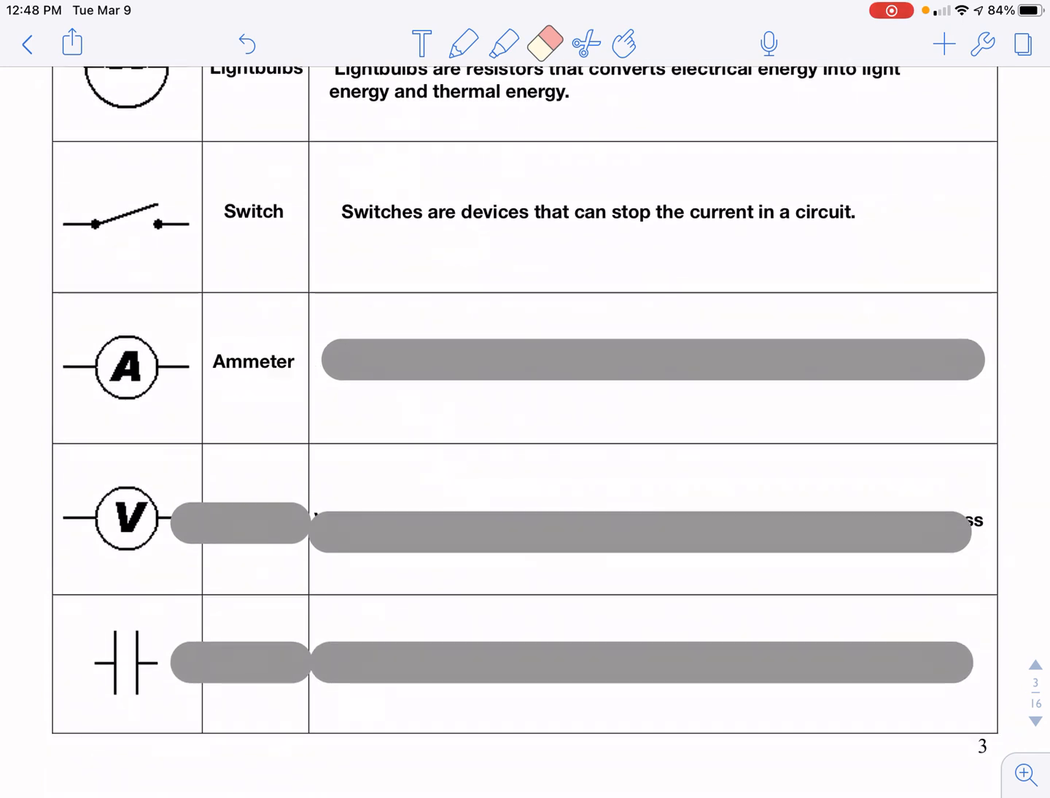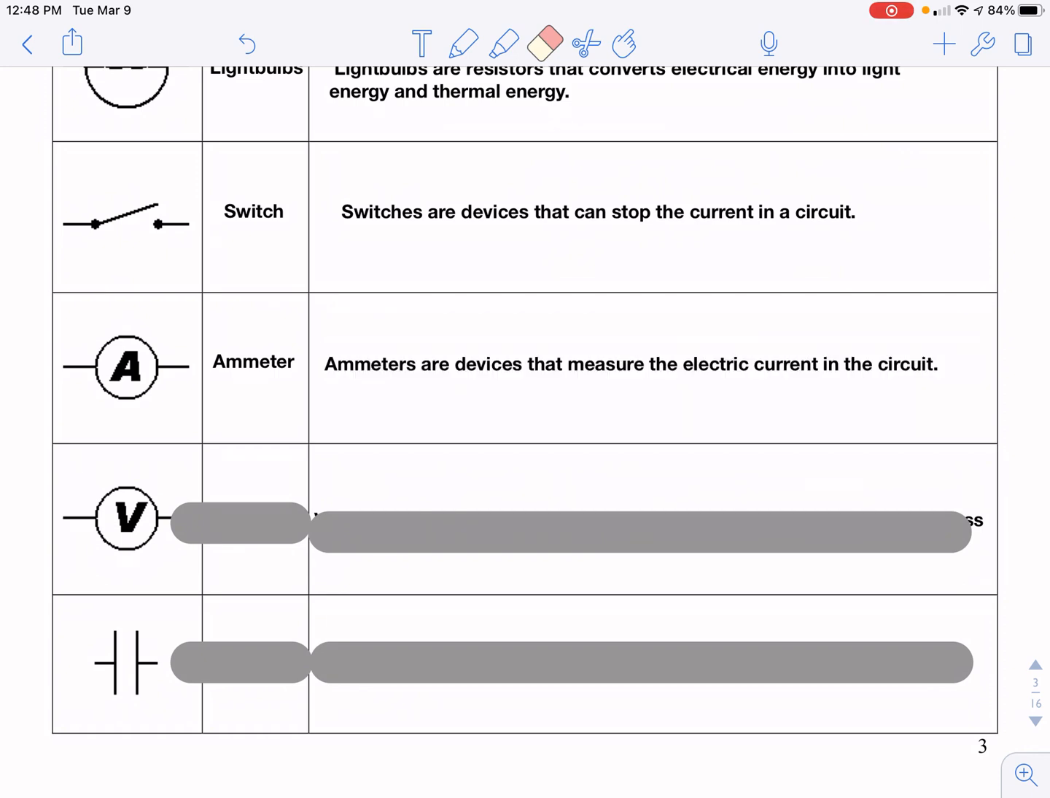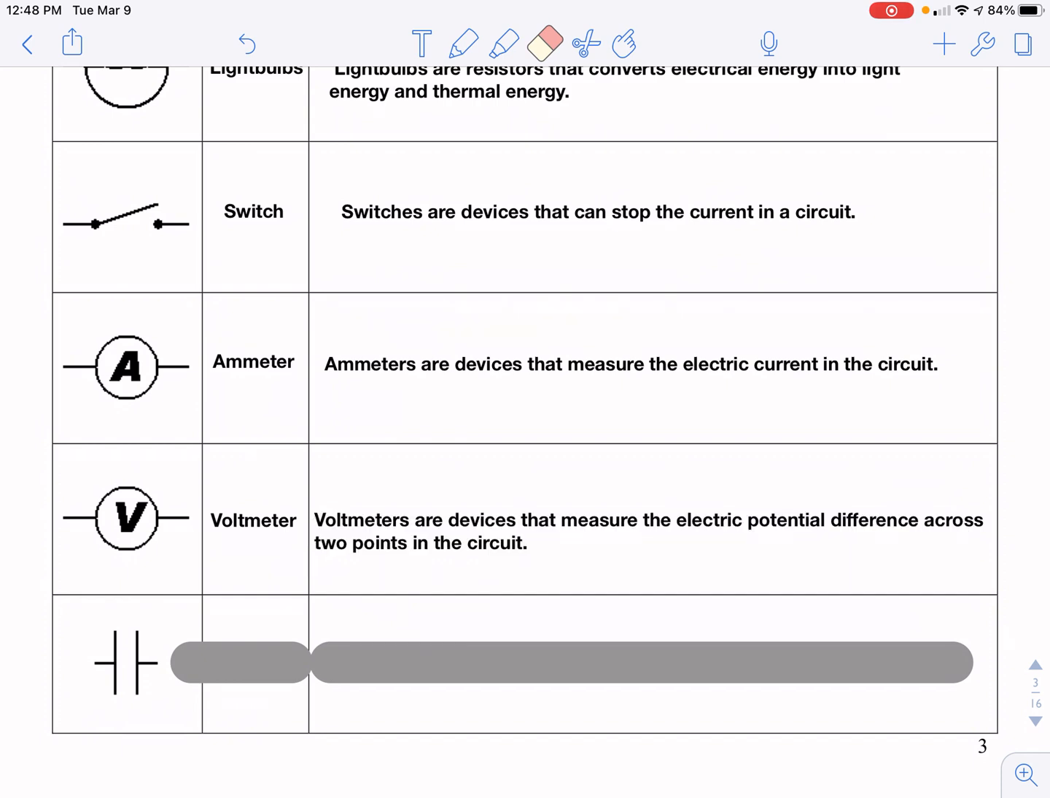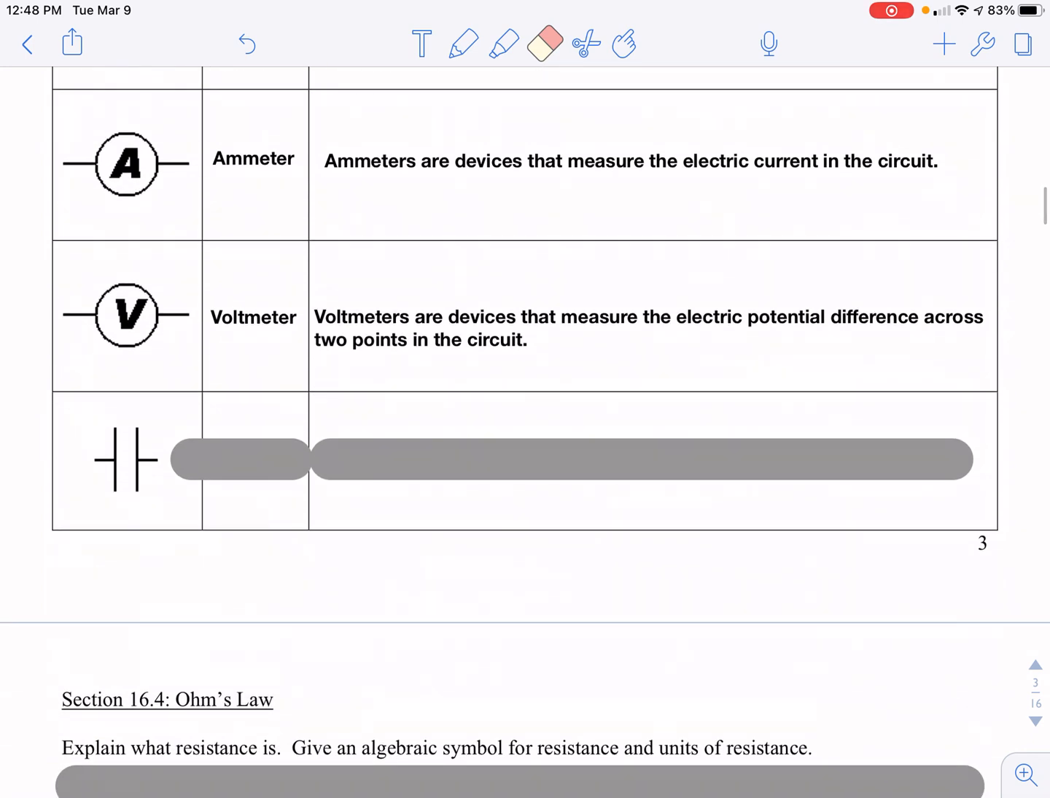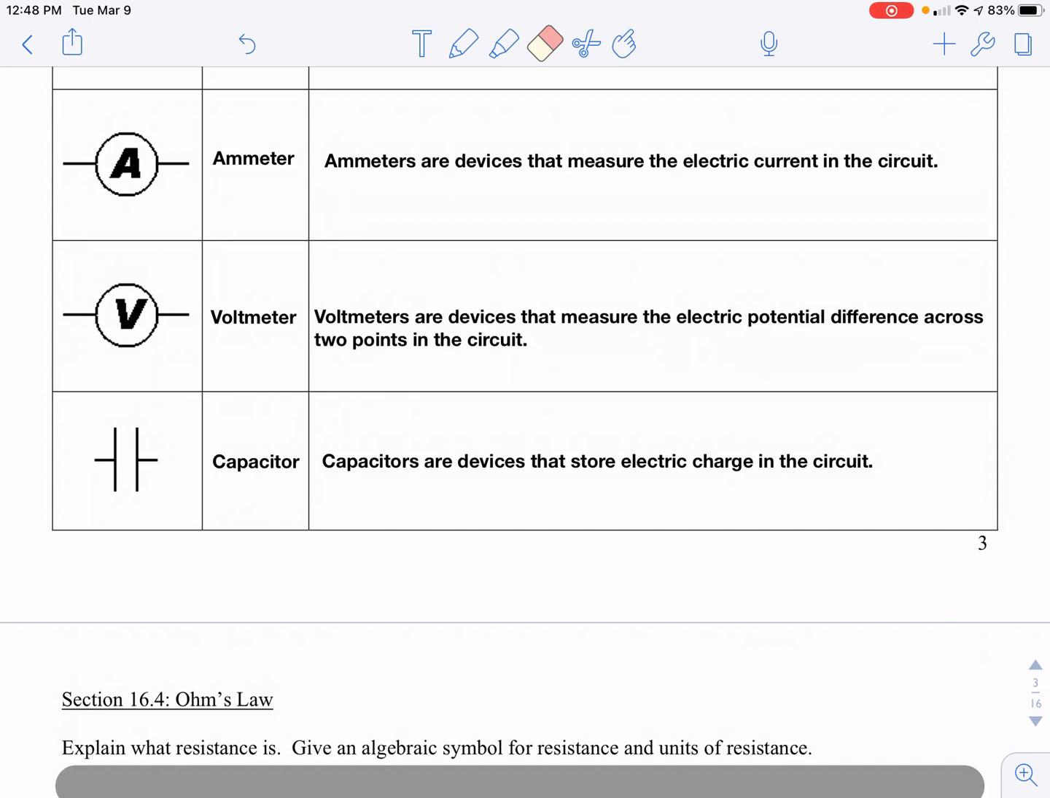The symbol with the A is called an ammeter, and it is placed in series within a circuit to help measure the electric current in that circuit. The symbol with the letter V is a voltmeter. And voltmeters are devices that are hooked in parallel across some device to measure the electric potential difference at 2 points across that device, or at any 2 points in a circuit. And the symbol with 2 even parallel lines is a capacitor, which are devices that store electric charge in the circuit.